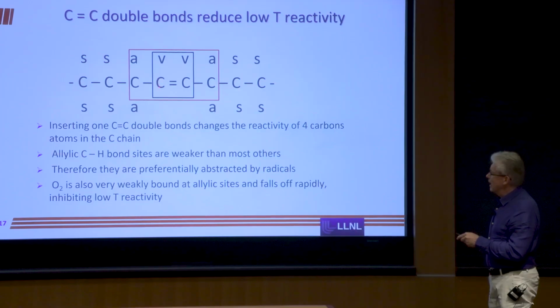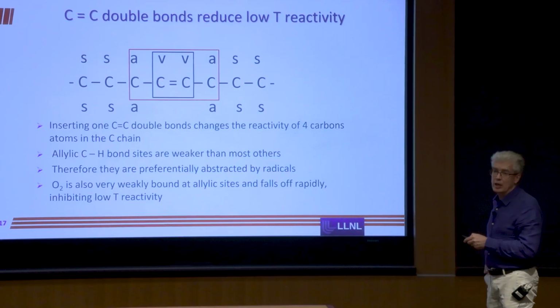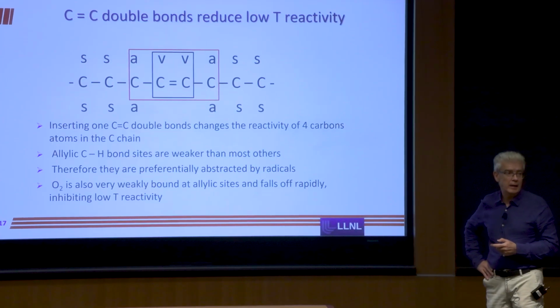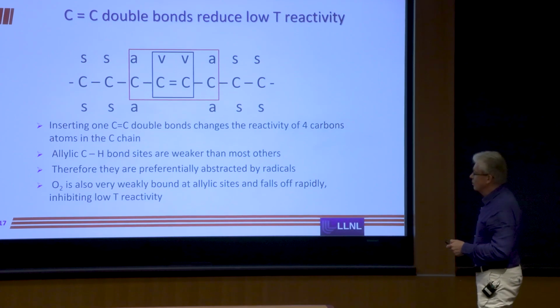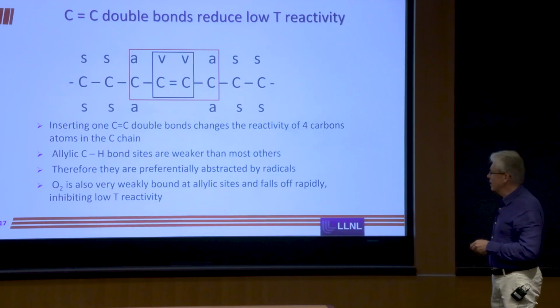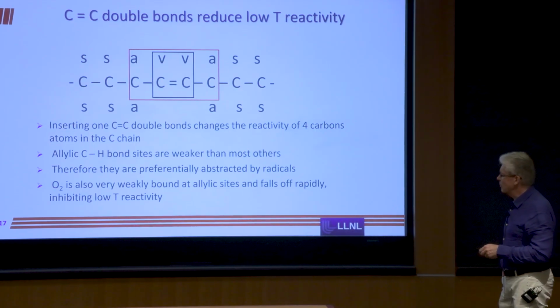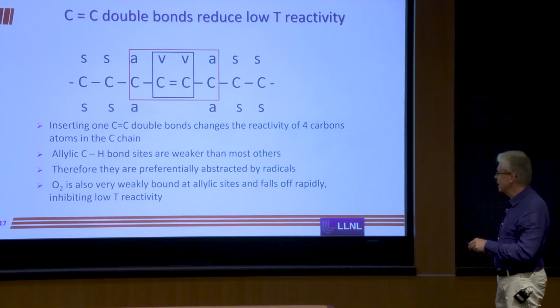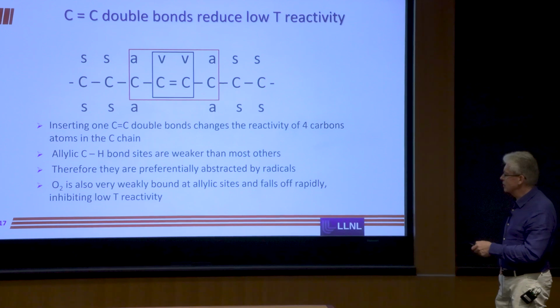So here we have a double bond in the middle of this chain, and so we have secondary vinylic carbon or hydrogen atoms bonded to these carbon atoms, and then we have allylic hydrogen atoms on the carbons next to it, and then we have the typical secondary in the chain. All right. So the allylic CH bond sites are weaker than most others, and therefore they're preferentially abstracted by radicals. O2 is also very weakly bound at allylic sites and falls off rapidly, inhibiting low temperature reactivity.